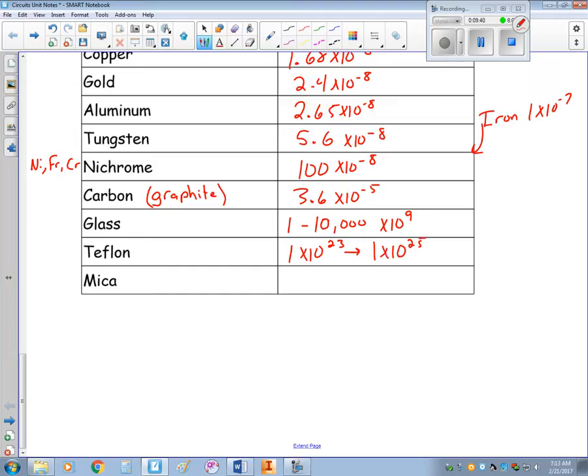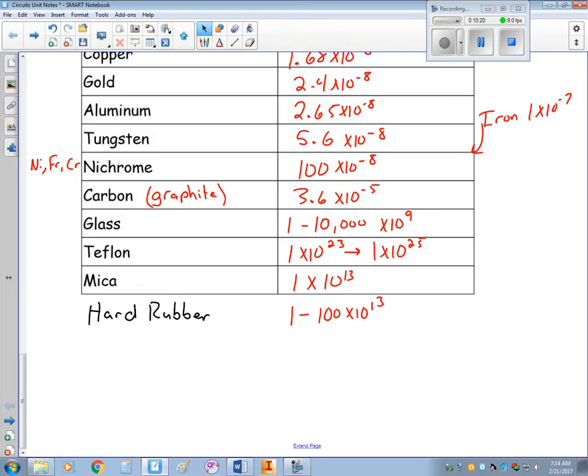Teflon is very resistive. Mica. Mica is kind of a gem or a material, or a rock, if you will. It's maybe not quite as resistive as Teflon, but still pretty resistive. Hard rubber. Hard rubber is anywhere from 1 to 100. So again, not quite as resistive as Teflon, but still it's an insulator.